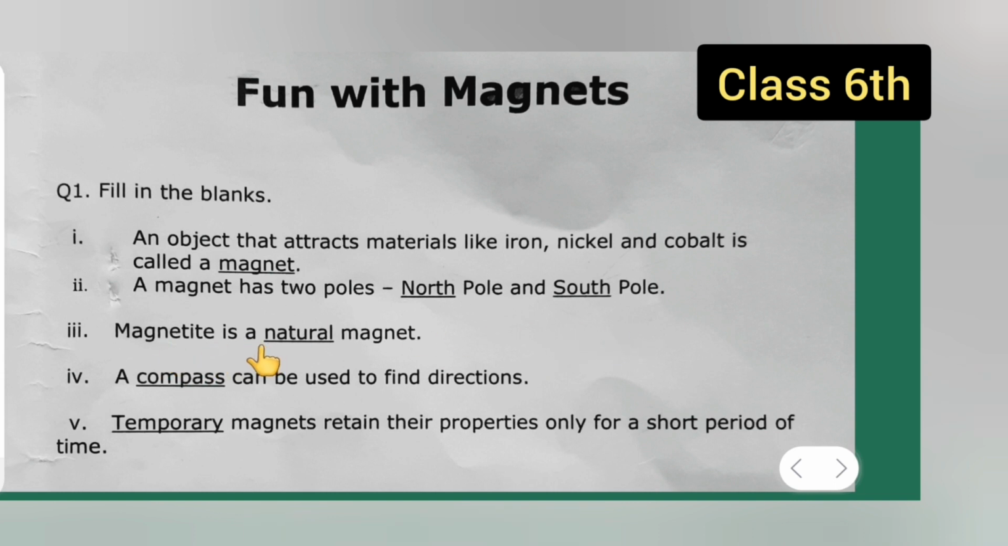Next, magnetite is a natural magnet. Which magnet is it? A natural magnet. A compass can be used to find direction. We know that we use a compass to find directions if we go somewhere. Temporary magnets retain their properties only for a short period of time.